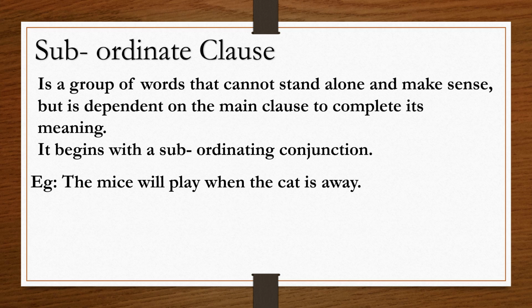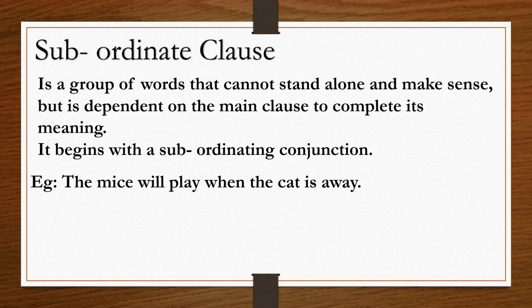A subordinate clause is a group of words that cannot stand alone and make sense, but is dependent on the main clause to complete its meaning. Hence, it is sometimes called a dependent clause. A subordinate clause begins with a subordinating conjunction. For example, look at this sentence. The mice will play when the cat is away.